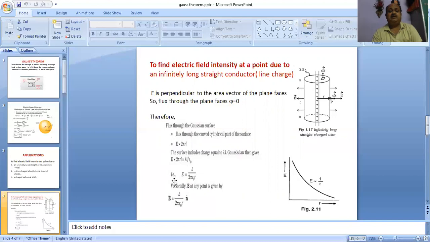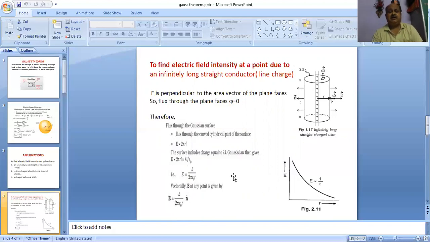And from this, E equals lambda by 2 pi R epsilon naught. In this way, we can derive the formula of electric field intensity at a point due to a line charge. Here, from the expression, it is clear that electric field intensity at a point due to a line charge is inversely proportional to the distance of the point. So this type of graph can be drawn for showing variation of E with R.